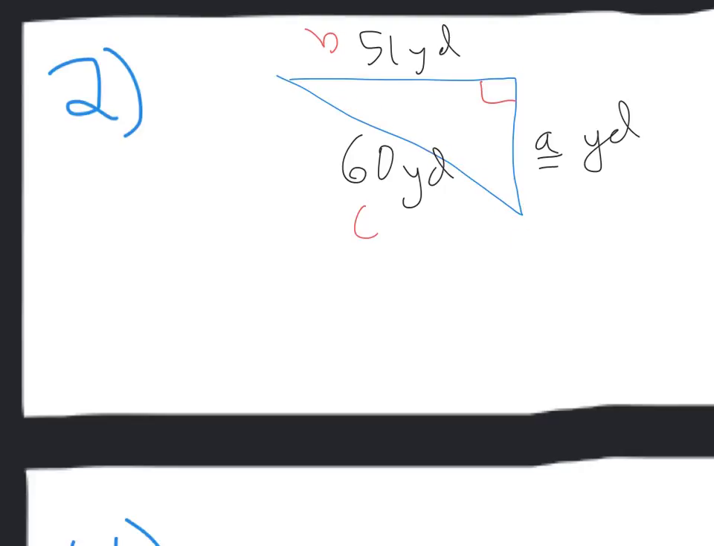equals, and this time we actually know what C is. We know the hypotenuse, so that's going to be 60 squared. Okay, we've got our equation. We've got one variable, so let's solve for that A. And I'll do that over here. Let me rewrite the equation. A squared plus 51 squared equals 60 squared. Okay, go ahead and solve that out.